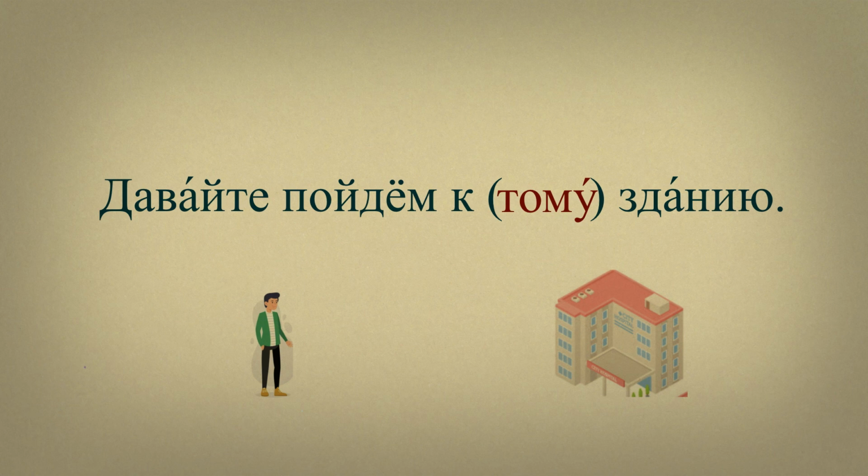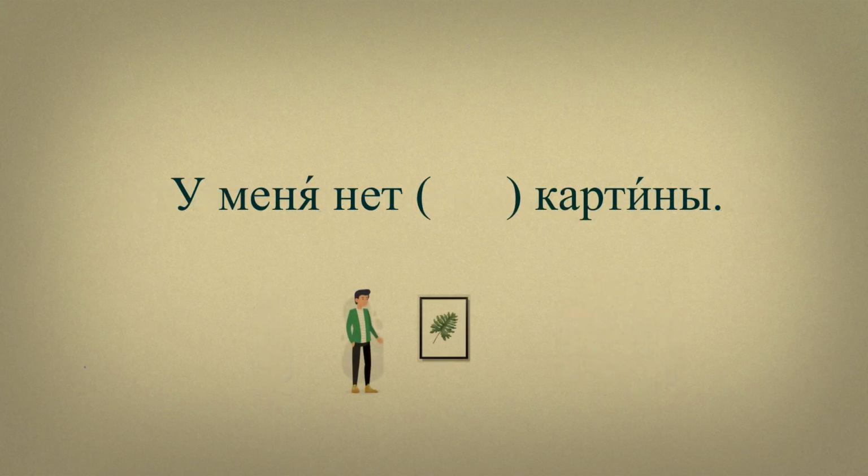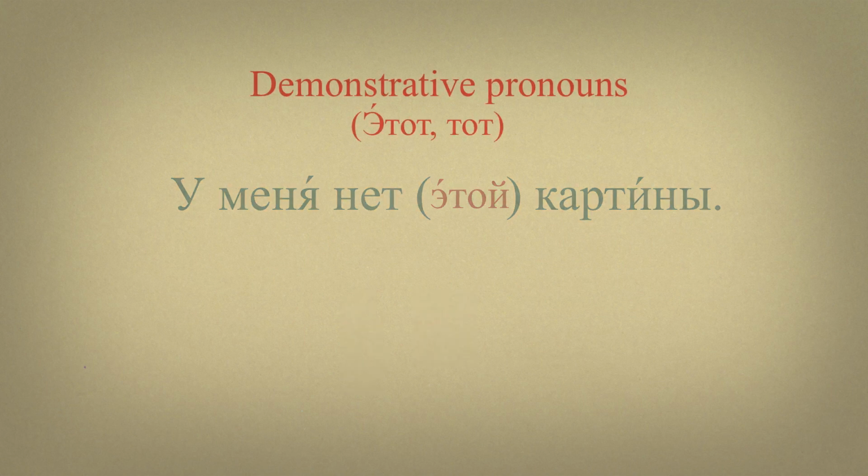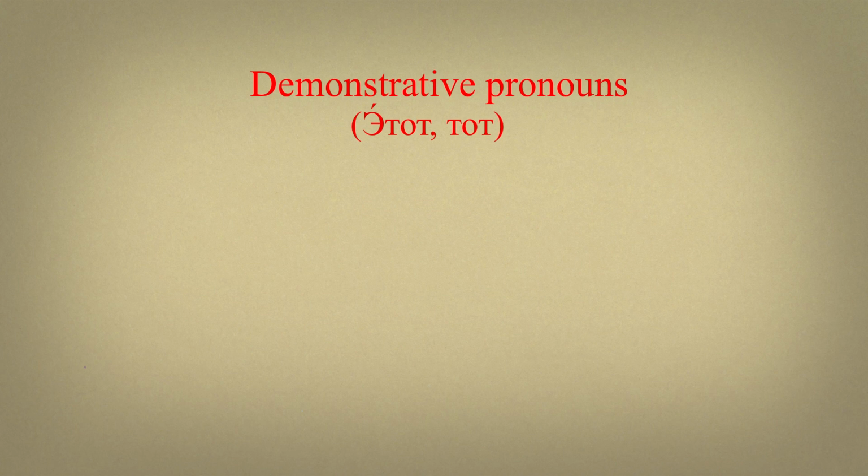Great. And the last sentence. У меня нет картины. The right answer is этой. У меня нет этой картины. Good job. Now, let's summarize what we have learned.